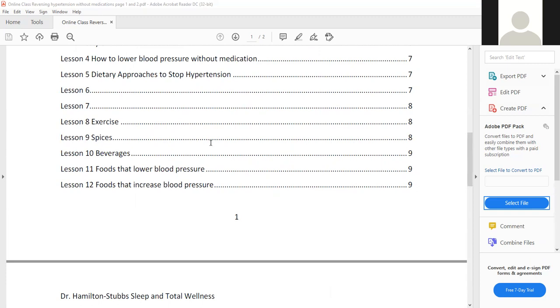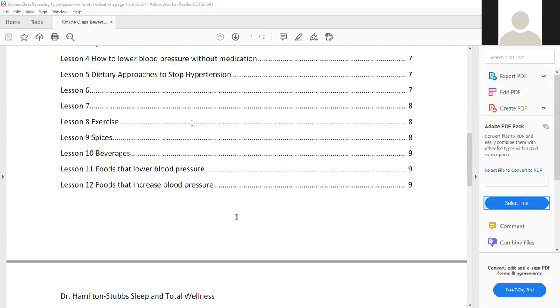The next thing that you can do to lower your blood pressure without medication is exercise. All exercise is good, but some exercise is better than others. High intermittent intensity exercise, HIIT exercise, is very good at lowering your blood pressure. But you can do things like simply walking.